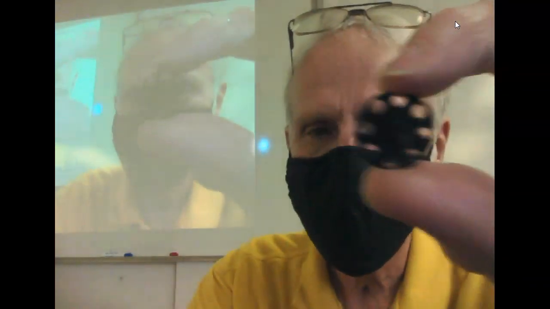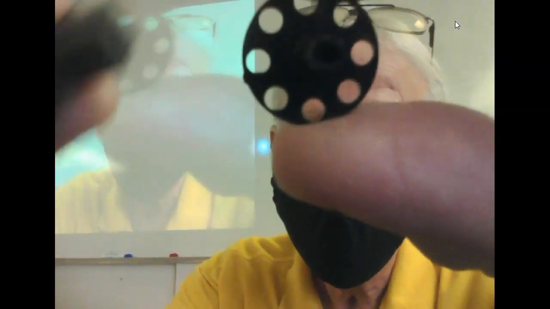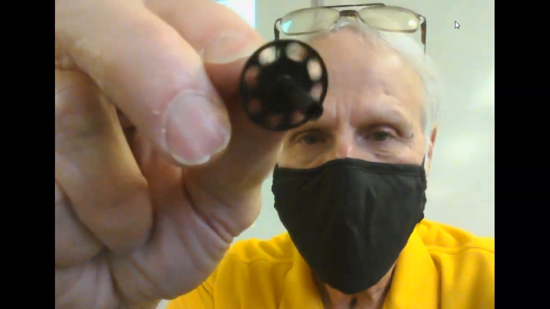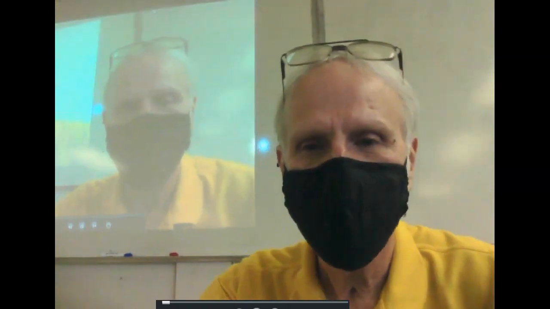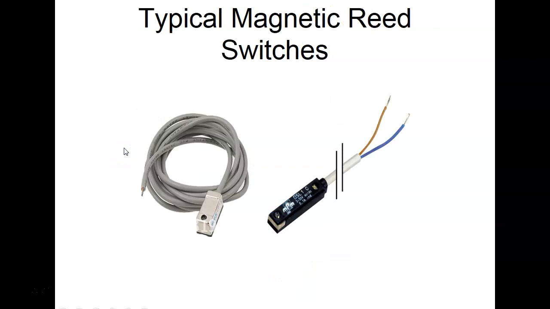Because all it's going to do is give me a series of pulses when the sensor goes by, and it's usually combined with one of these. This is not a quadrature encoder, so I couldn't use it to sense direction, but I could use it to sense position if everything moved in one direction. So these are examples of magnetic reed switches.